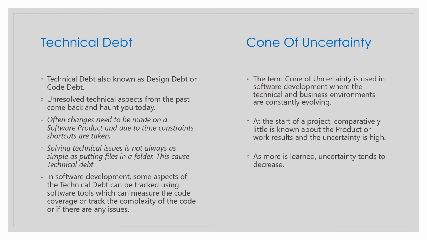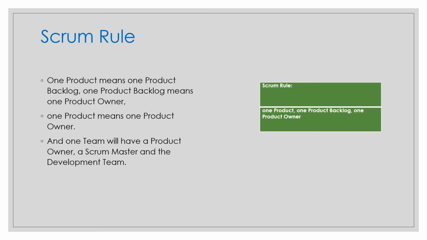Okay, so let's revisit the rule. One product means one product backlog. One product backlog means one product owner. One product means one product owner. So one team will have a product owner, a scrum master, and the development team. So let's look into this small Excel, the data.